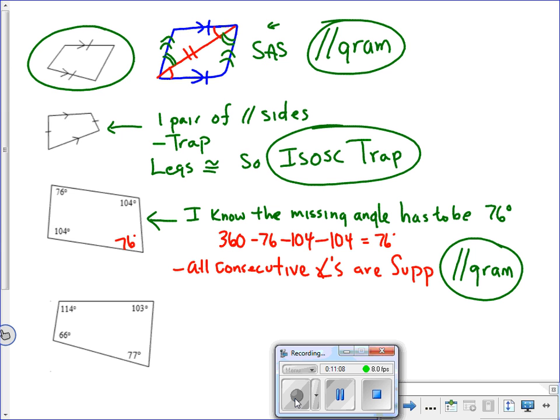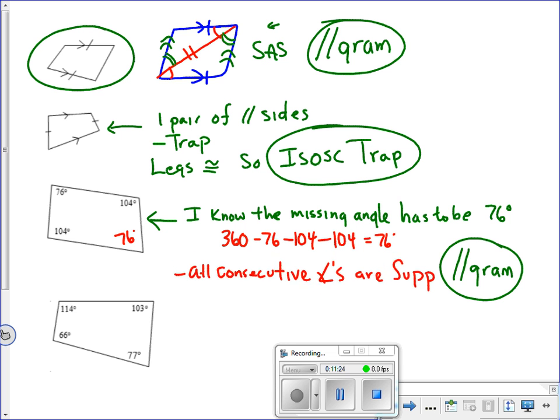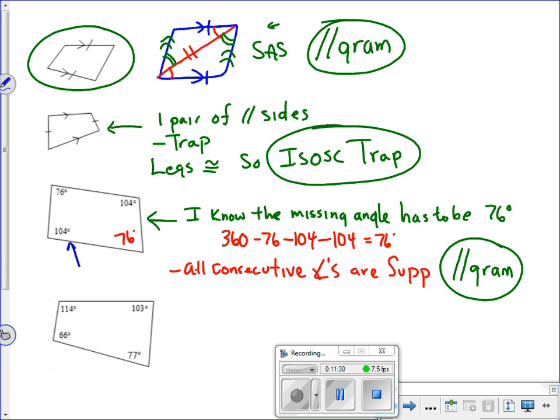All right, so this is what I know. I know the missing angle has to be 76. That's just by the fact that the sum of all the angles in a four-sided figure has to equal 360. So I subtracted all the known angles away and I get 76. But once I look at it, I realize that all the consecutive pairs of angles are supplementary. So if you take a look at this angle plus this angle equals 180, this angle plus this angle 180, and so on. Okay, so that's a feature of a parallelogram.